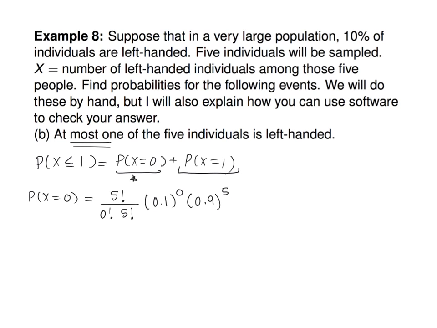So 5 factorial over 5 factorial just makes 1. That's 0.9 to the 5th, right? And you can think, okay, that'd have to be righty, righty, righty, righty, righty, which is what that 0.9 to the 5th is doing, right? So that comes out to be 0.59049. I just kept all the digits because I was feeling like it.